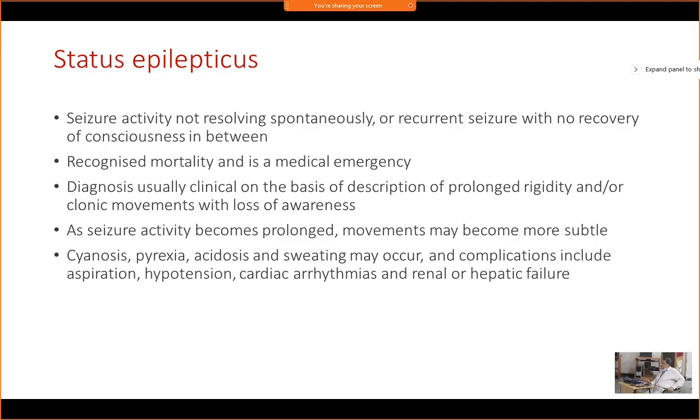But here, if the person does not recover and the seizures keep on continuing with no recovery of consciousness in between, we call it status epilepticus. It can occur in any of the variants of epilepsy, starting from generalized tonic-clonic. It can occur in any of the focal seizures. It can occur in absence seizures. It can occur in the partial complex or partial simple seizures, as we described them earlier. But it has to continue for a long time, then only we will say that the person has got a status epilepticus. Diagnosis is usually clinical on the description of prolonged rigidity or tonic movements or loss of awareness.